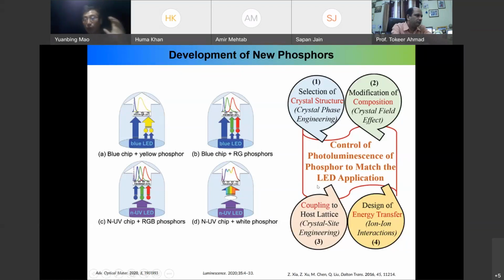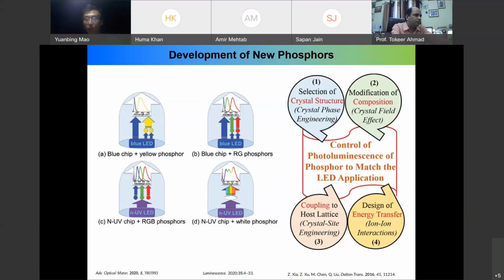So far, I've been talking about LED applications for lighting, indoor or outdoor lighting, but LED has also been used for farming as well, because plants can grow faster at different excitation wavelengths. So that's the other aspect. So how do we control the luminescence of phosphors?